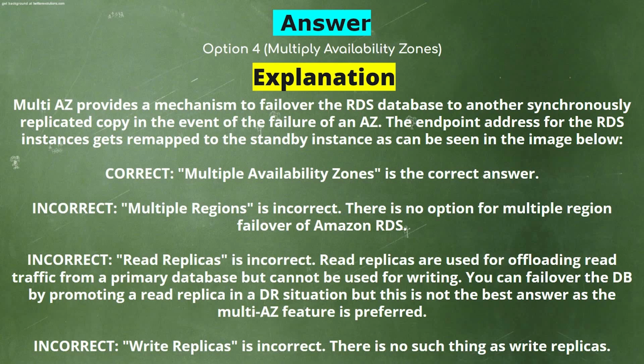Multiple availability zones is the correct answer. Multiple reasons is incorrect. There is no option for multiple reason failover of Amazon RDS. Read replicas is incorrect. Read replicas are used for offloading read traffic from a primary database, but cannot be used for writing. You can failover the DB by promoting a read replica in a DR situation, but this is not the best answer as the multi-AZ feature is preferred. Write replicas is incorrect. There is no such thing as write replicas.